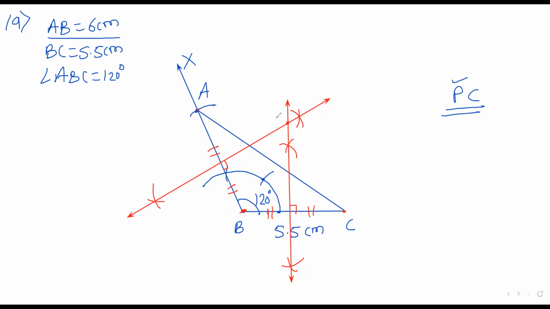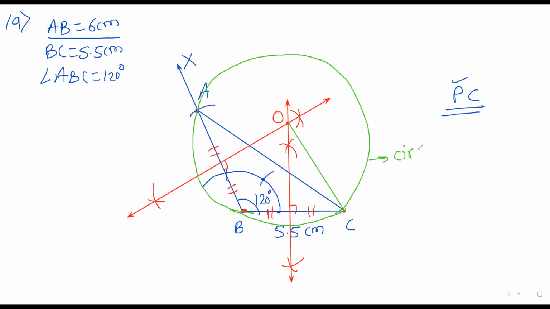So this is O. Show the radius also. Now with O as the center and either OA or OC or OB as the radius, any one vertex as the radius, draw a circle such that it passes through the three vertices of the triangle. This is the circumcircle. Check it.